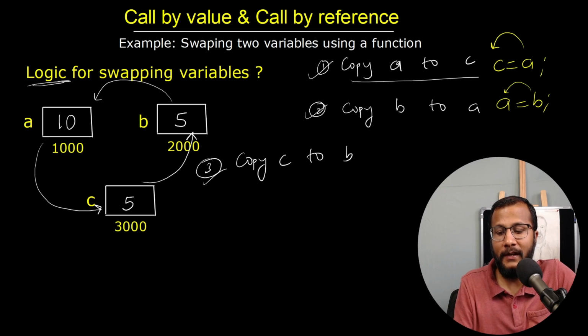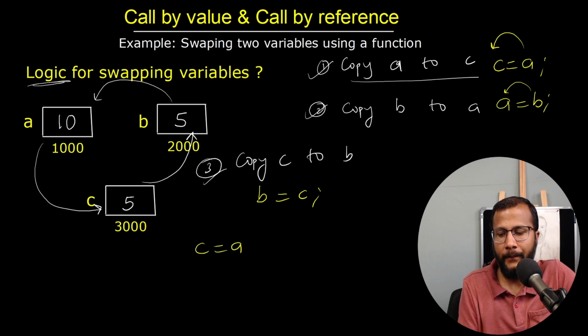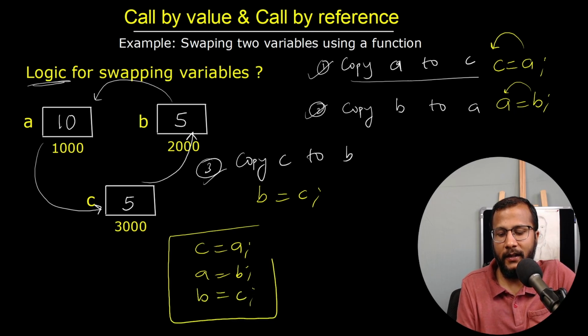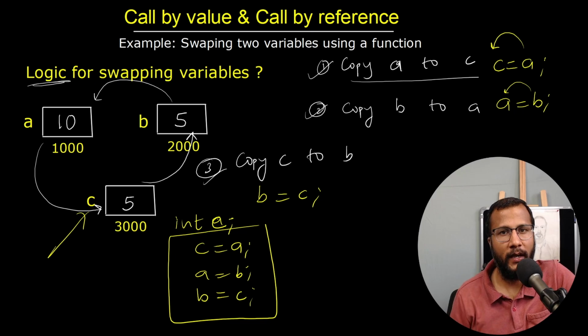And copy C to B will be B equals C. So if I perform these 3 steps, that is C equals A, A equals B, and B equals C, I have done the swapping. For this, I'll also have to create this temporary variable C. So at the start, I'll have int C, and obviously A and B should be declared as well. So this is the logic for swapping.